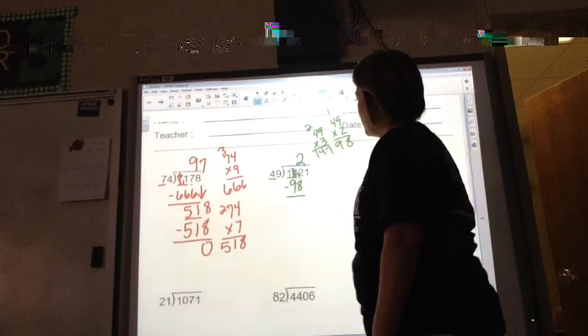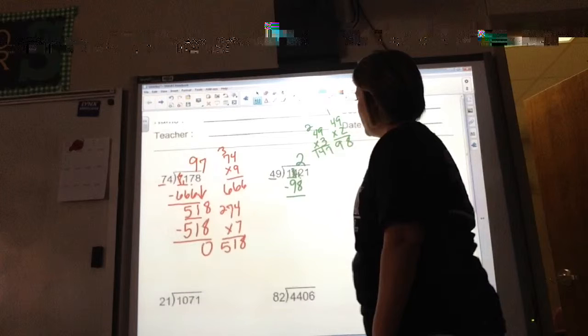How many times can 4 go into 44? Well, it's 11. I can't put a 2-digit number up here. So I'm going to use my 9 rule. 9 is my biggest 1-digit number. So I'm going to try 49 times 9. 9 times 9, 81. 9 times 4, 36, plus 8 gives me 44.